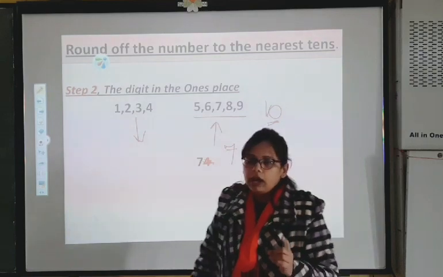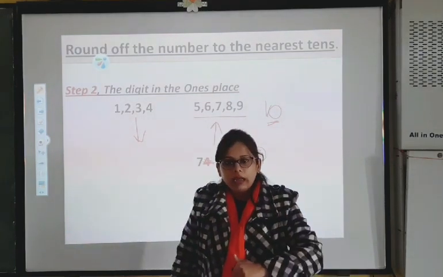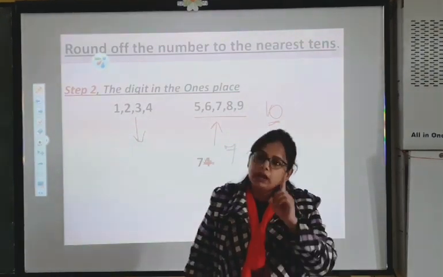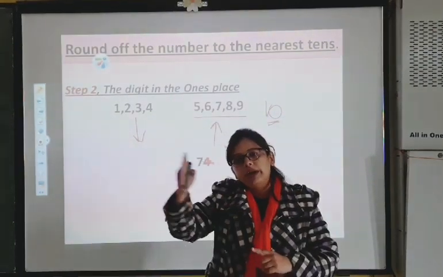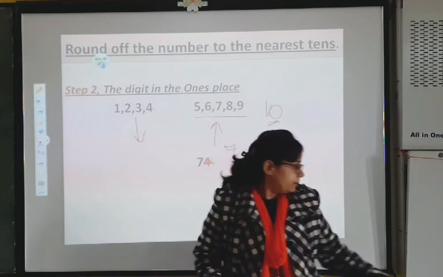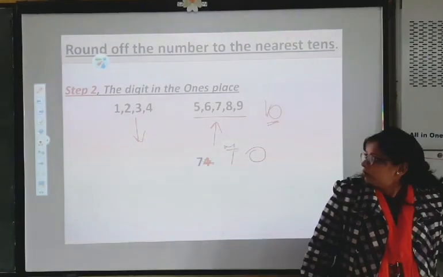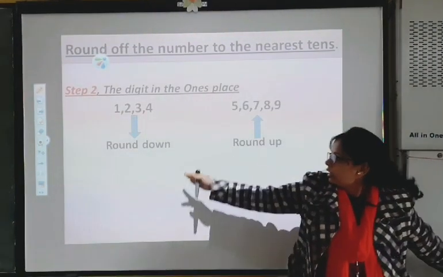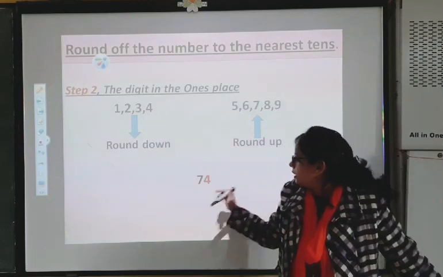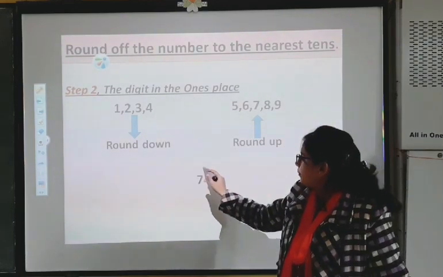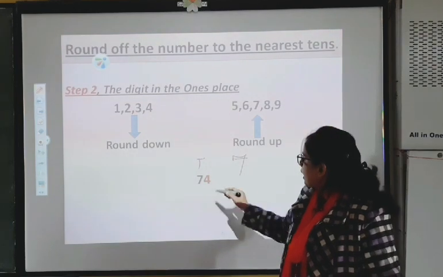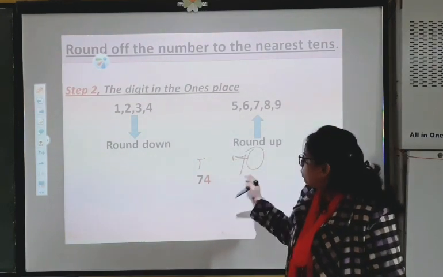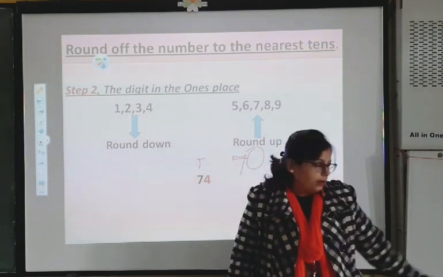Again children, अगर आप round down कर रहे हैं तो जो digit tens place पे है that will remain same. But what if you are rounding up the number? Let's see. Round down, round up. If you are rounding down, then the digit on the tens place will remain same. It means 7 will remain same and 4 will convert into 0. So the answer will be 70.